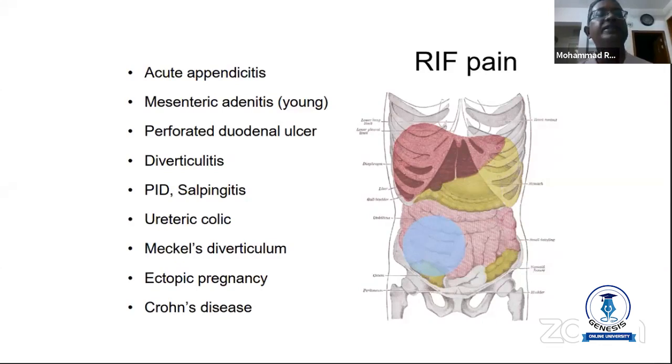In case of perforated duodenal ulcer, the patient has right iliac fossa pain. Other causes are diverticulitis, pelvic inflammatory disease, salpingitis on that side, ureteric colic on that side, and Meckel's diverticulum. All Meckel's diverticula remain on that side. And ectopic pregnancy, never forget about ectopic pregnancy on the right-sided fallopian tube, and Crohn's disease.